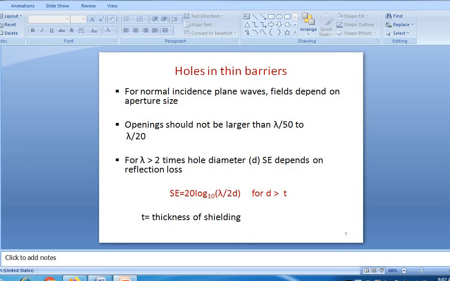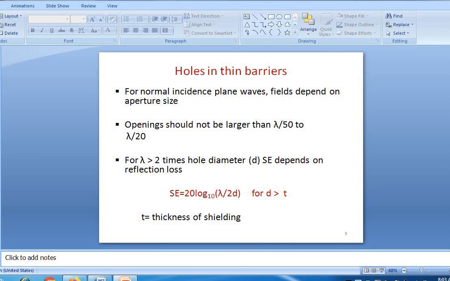One of the apertures in the barriers is holes in thin barriers. Suppose we consider a plane wave which is incident in a normal manner on the shielding, then the field depends upon the aperture size, because there are two types of incidence, normal as well as oblique incidence. We have considered the normal incidence here. Here, for the normal incidence of the plane waves, the field depends upon the aperture size.